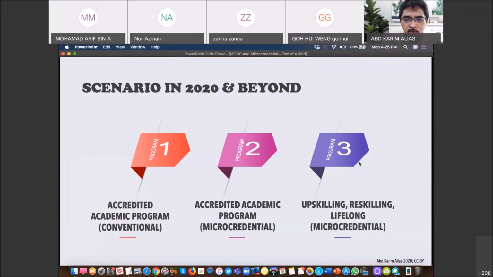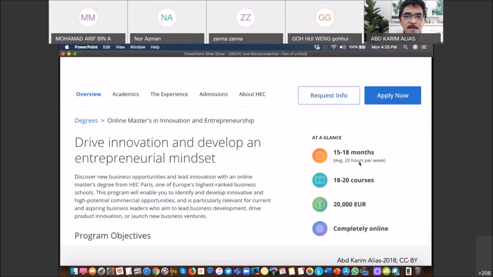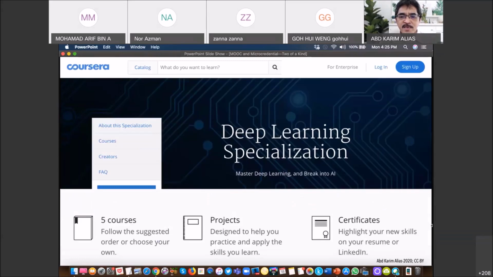So this is a scenario for 2020 and beyond. I hope everyone here will be part of this, to help the university be financially sustainable. You see Coursera here, online master's in innovation and entrepreneurship: 15 to 18 months, average 20 hours per week, 20 courses in this, 20,000 euro, completely online. Deep learning specialization here, master in deep learning, 5 courses with project and certificate. And there's another specialization of 5 courses on, let's say, data analytics. So they can put all this together finally and become a full degree.